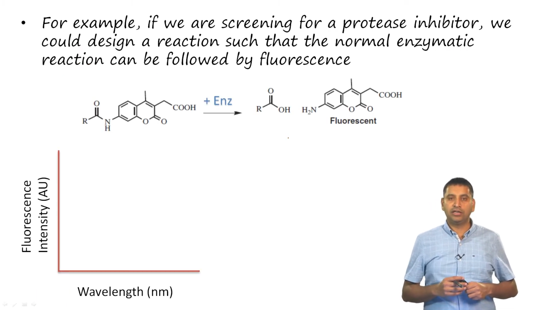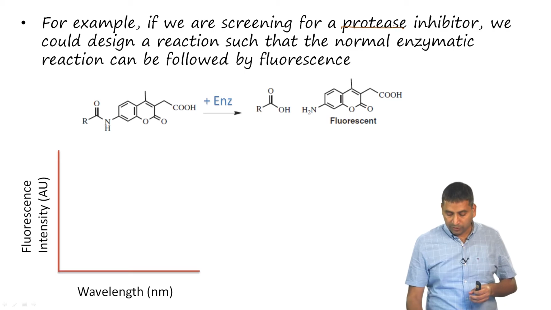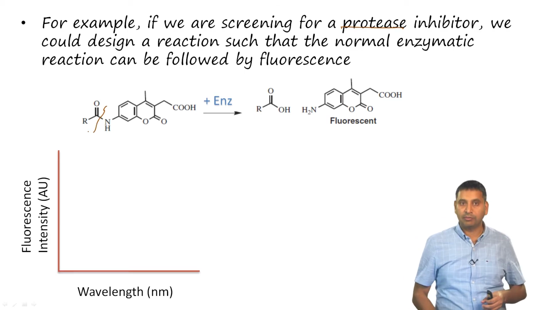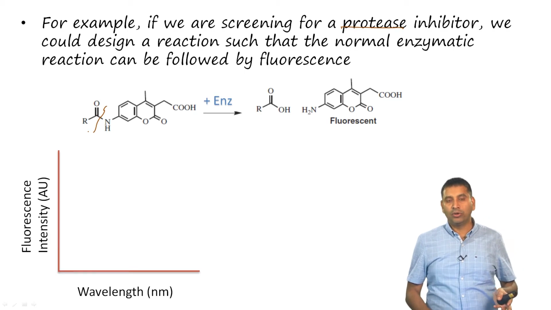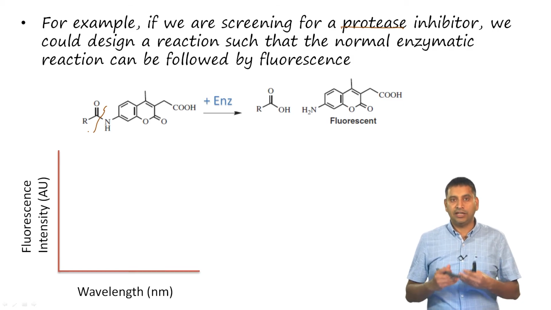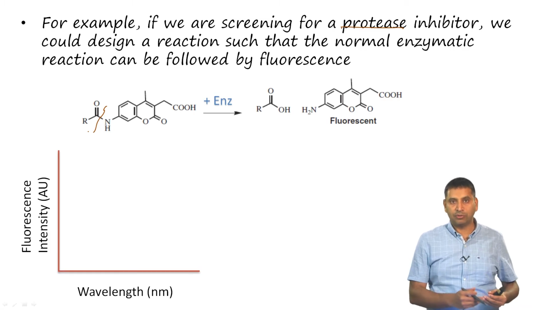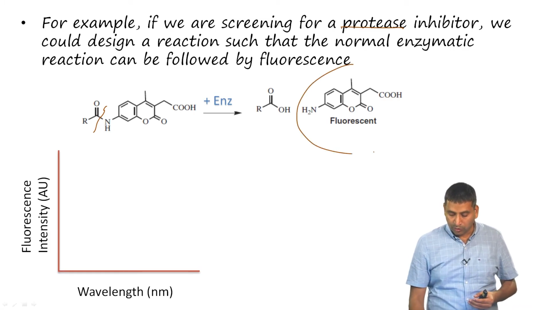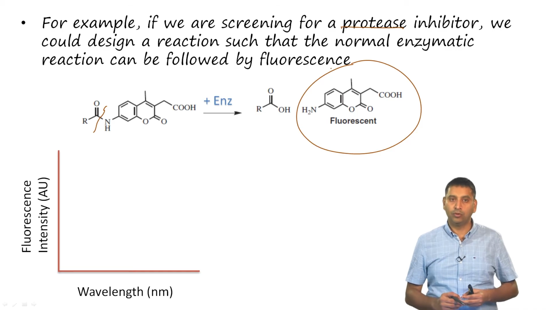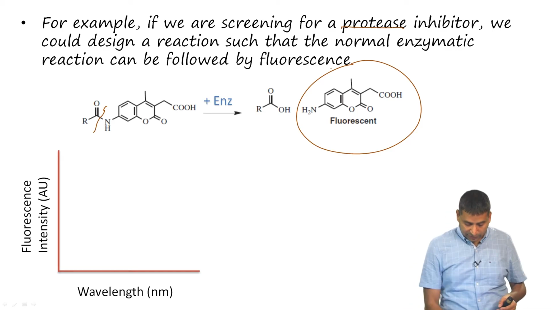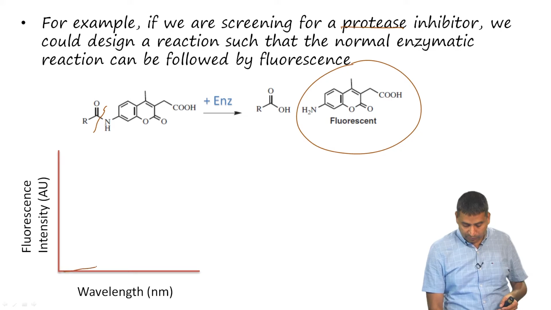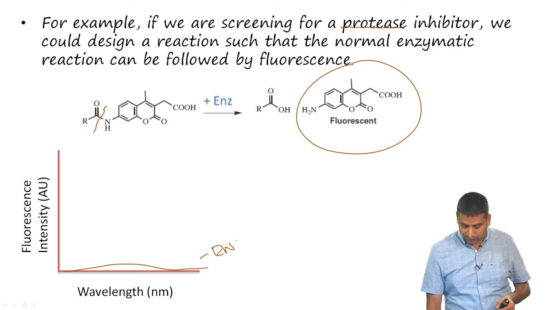Here we are looking at fluorescence change as the readout. Let us say we want to develop a protease inhibitor, where the protease cleaves, let us say, this amide bond. Now, what you can do is develop the experiment such that the enzyme turns over this particular substrate and gives you a molecule such as this, which is highly fluorescent. In the absence of the enzyme, you will not see a significant fluorescence change. So, this is minus enzyme.